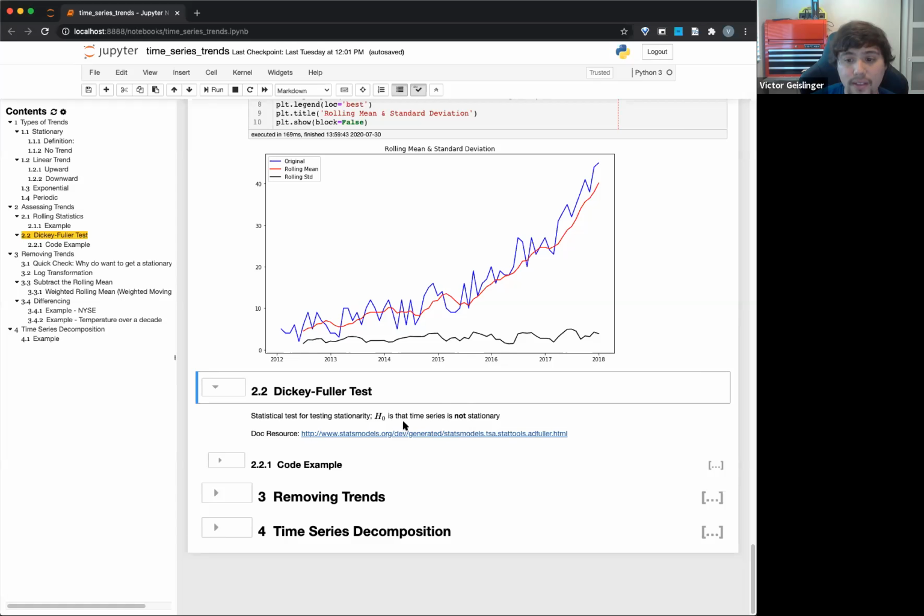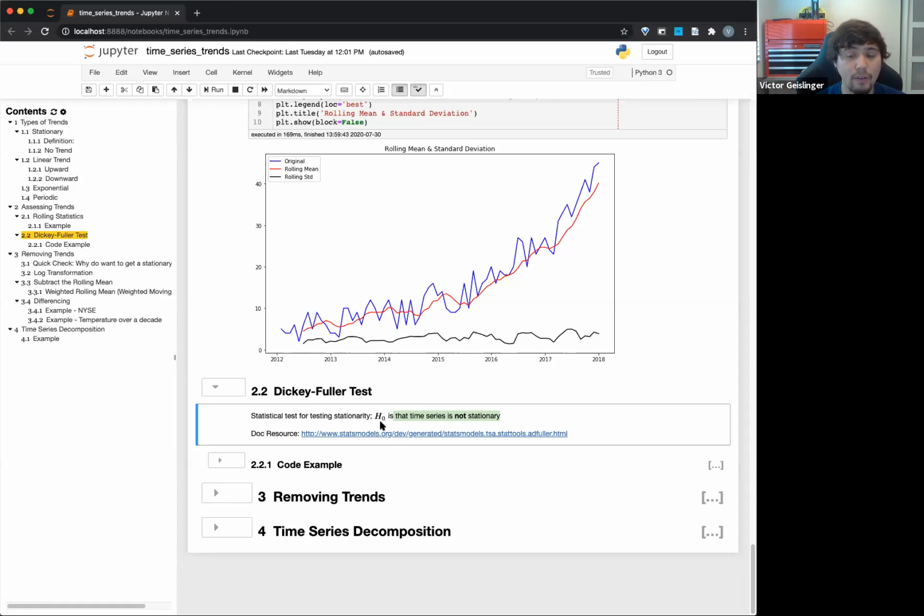The null hypothesis is that the time series is not stationary. I want you to think about this for a second. Your null hypothesis H0 is testing for this time series. If we reject, if we have a significant value, so a low p-value, then we would say it is not not stationary. We reject this not-stationary hypothesis. Does that make sense? So what we usually want is for it to be stationary.